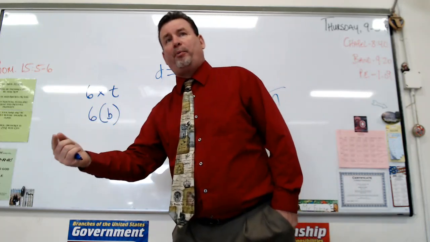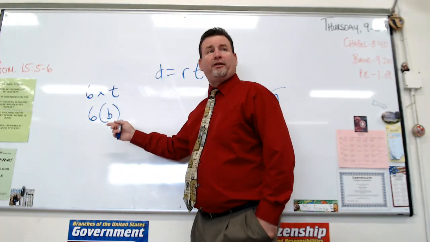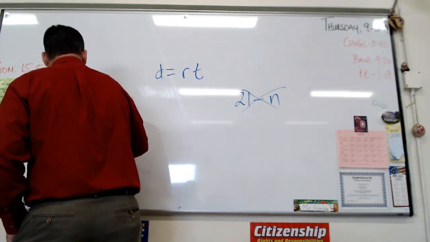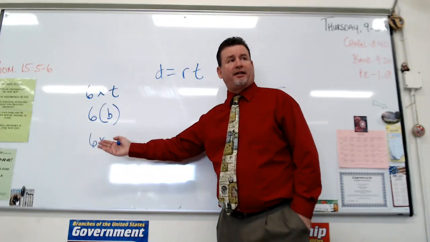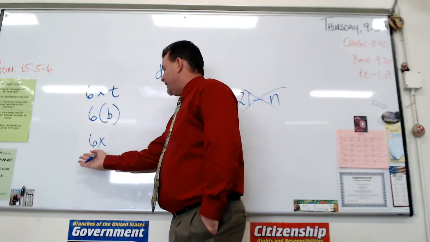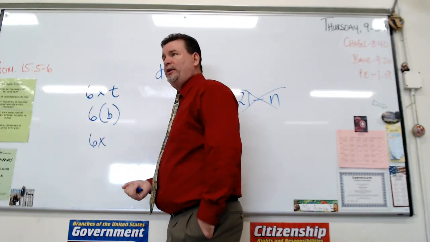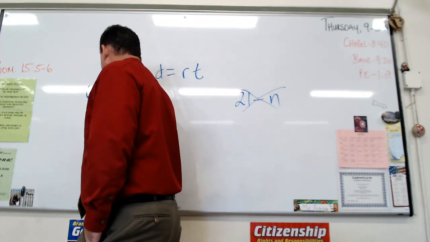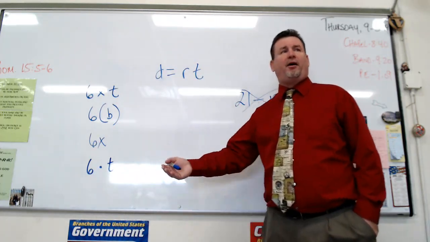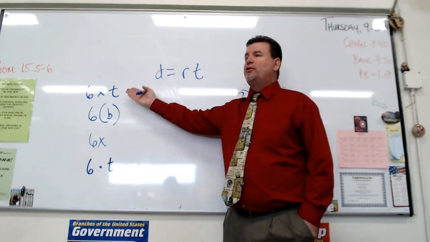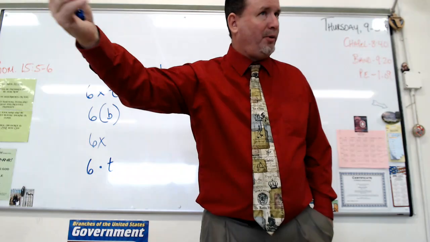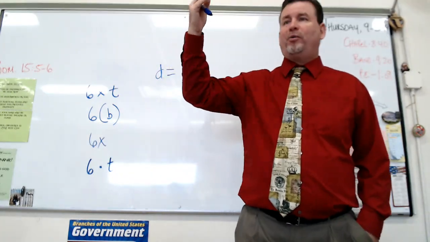Another way you can indicate multiplication is putting it next to parentheses. What about this one? Evelyn? Is that the product of 6 and a number? Yes. Another way you can indicate multiplication, Dominic, is the number and the letter right next to each other. How about this? Is that the product of 6 and a number? Jonathan? Yes. These are all ways to indicate multiplication. When you see the word product, think multiplication, which starts with a P.